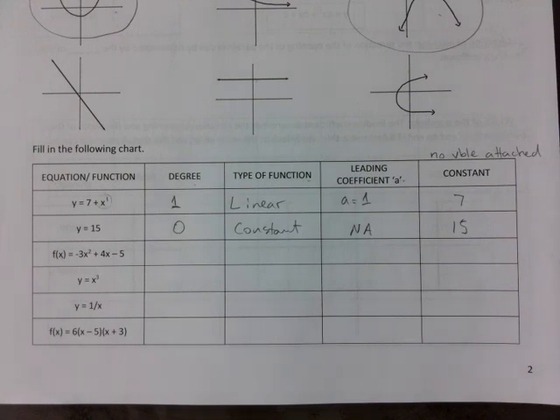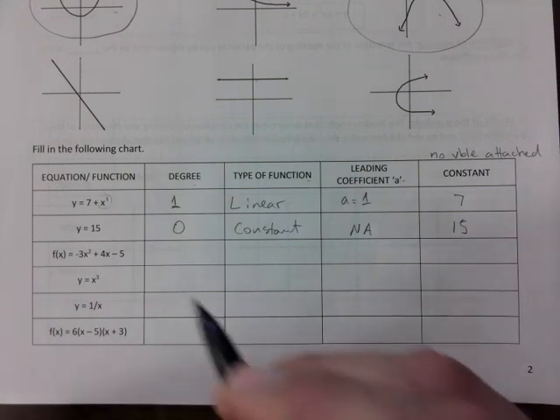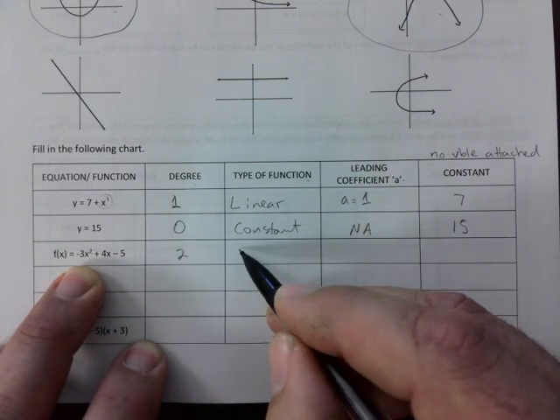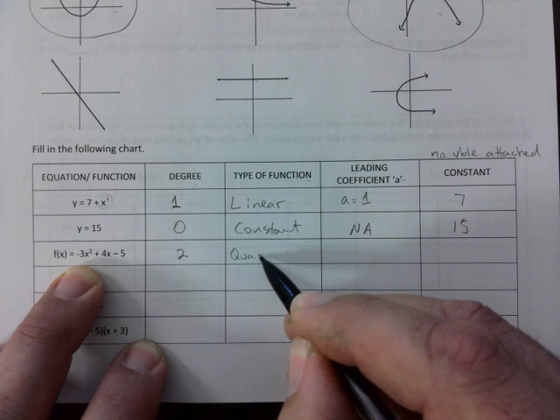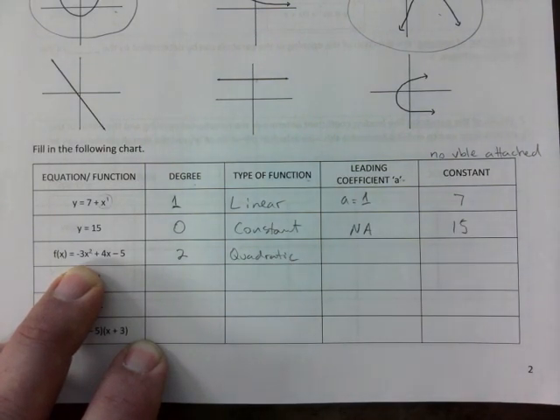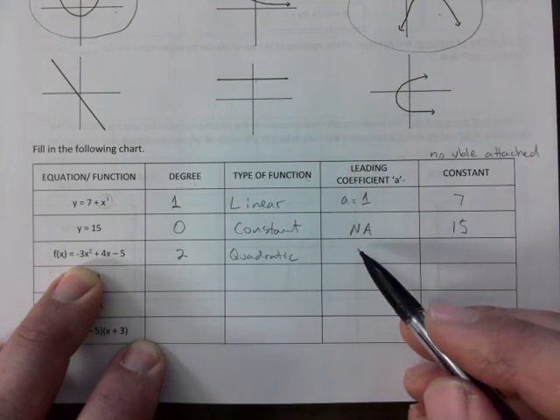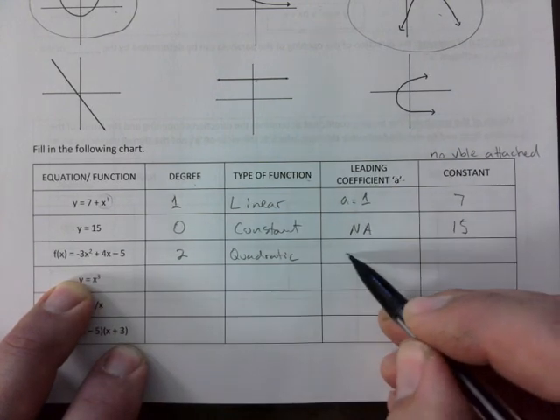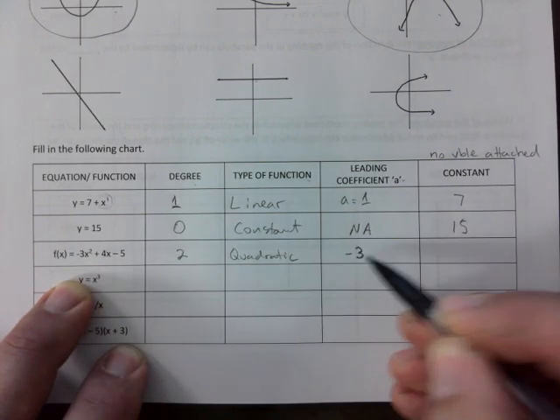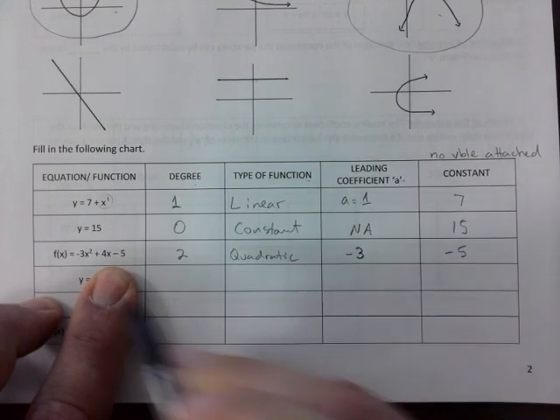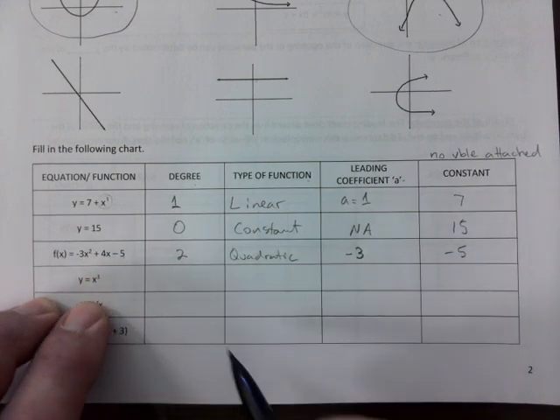All right, let's go through it. This one would have a degree of 2 because that's the highest power of x. That means it's a quadratic. So quadratic is the name of that type of function. Parabola is the graph. Okay. Leading coefficient, you go to x squared. In front of it is -3. So it's not -3x squared, it's just -3, right? It's just that value. The constant is -5. That's your constant right there.